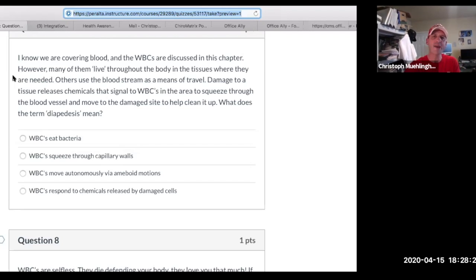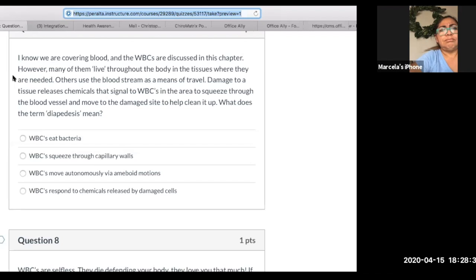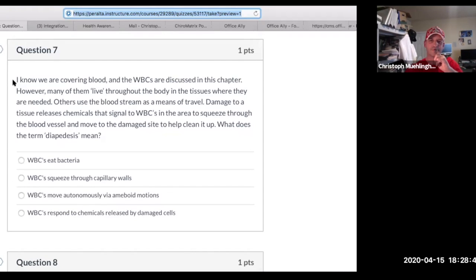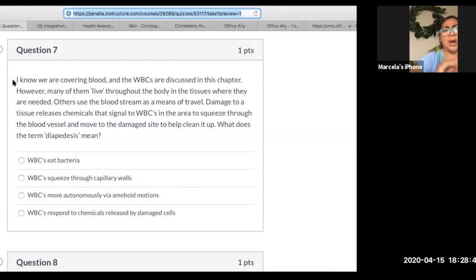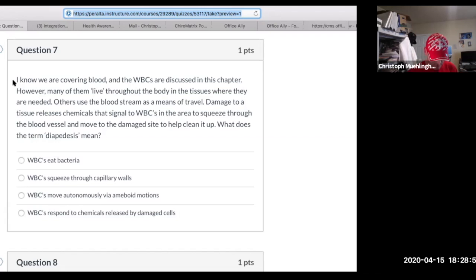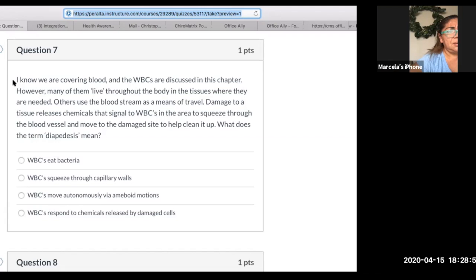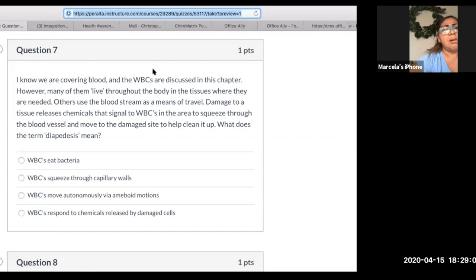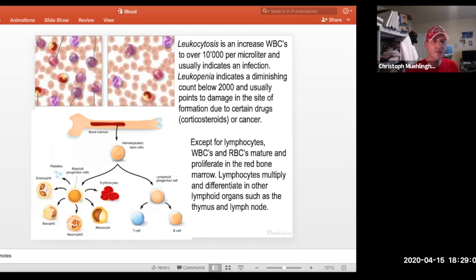What does the term diapedesis mean? Name first. Anybody? Is that number 7? My answer was white blood cells squeeze through capillary wall. And that's the right answer. So that's great. That was Marcella, right? Yes. It's really cool stuff when you see here.